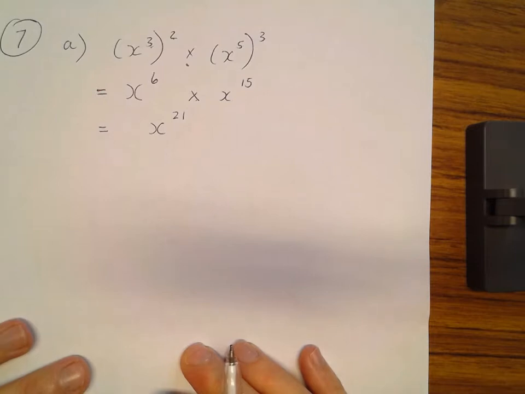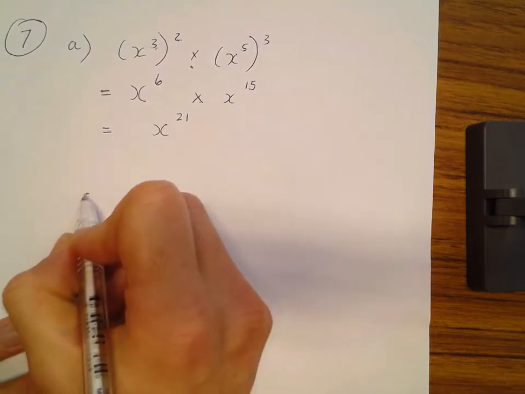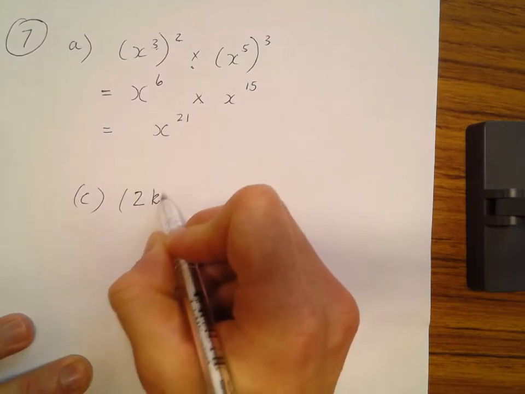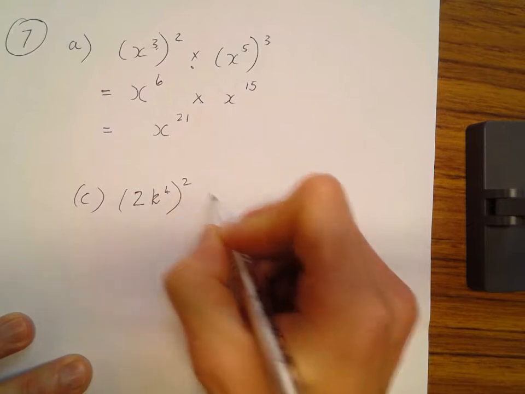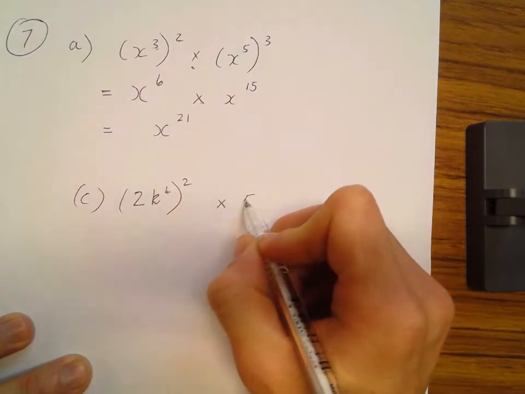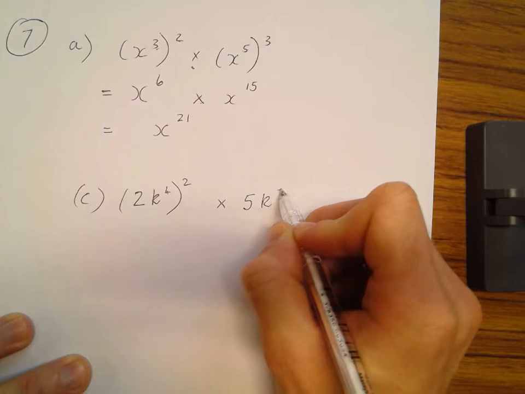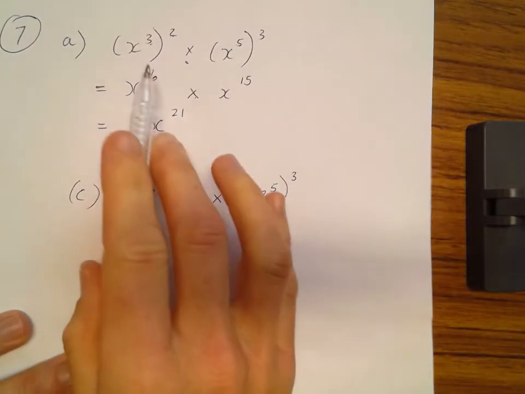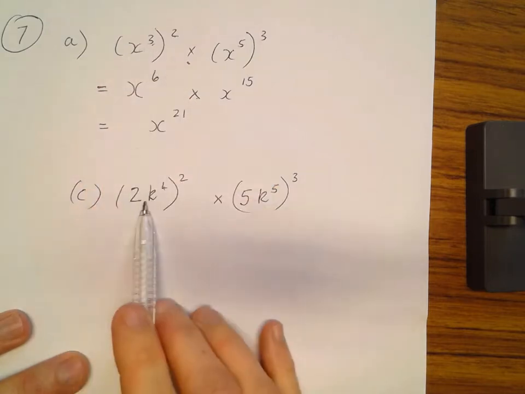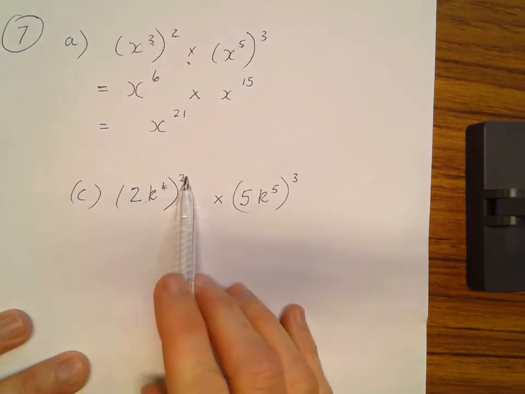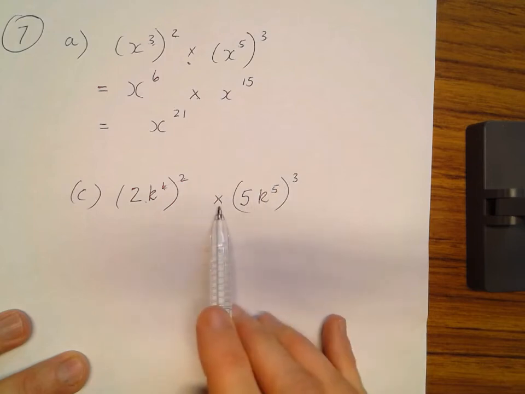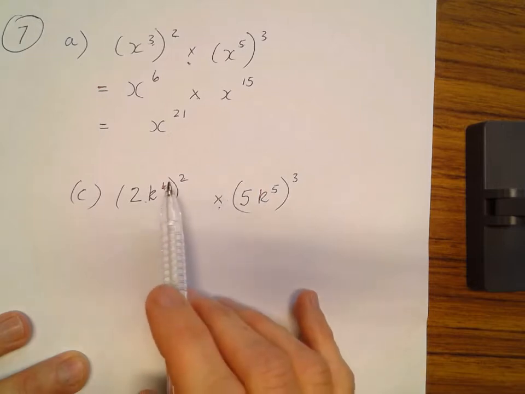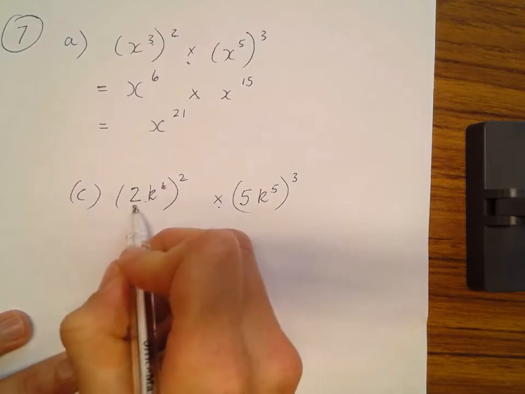Okay, I might skip question B because it's very similar to question A. So let's look at question C, because we have a coefficient here of 2, k to the 4 squared multiplied by 5 k to the power of 5 cubed. So this is similar to question A, as it has index law 3 happening with the power to a power, and index law 1 happening with the multiplication of the powers. However, we have the coefficients sitting in the brackets as well.